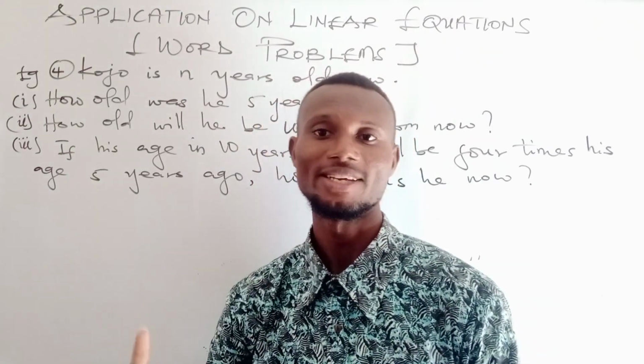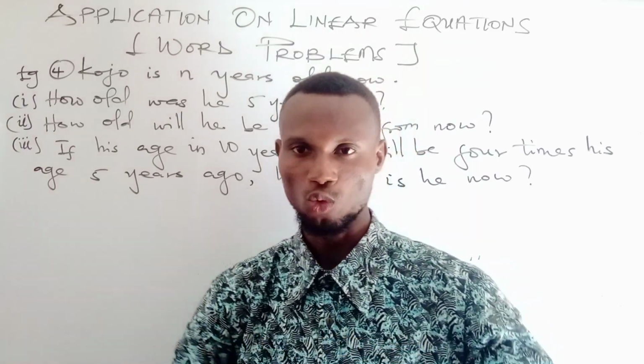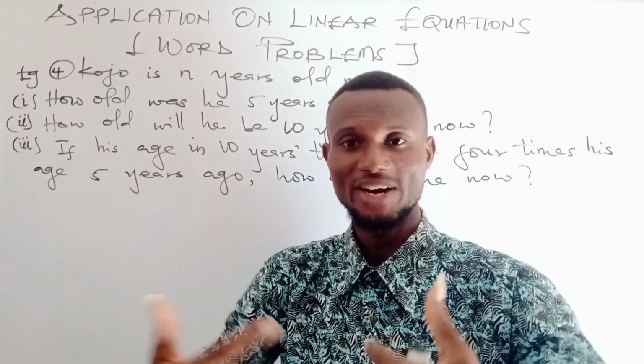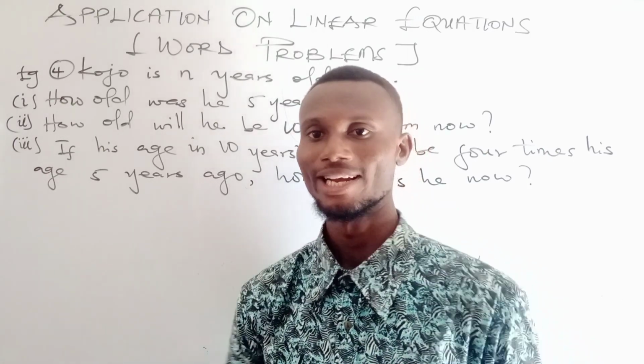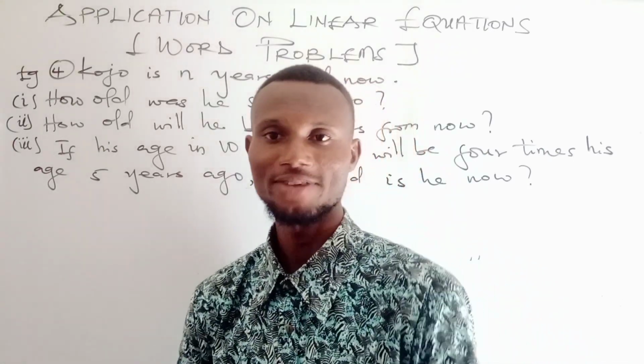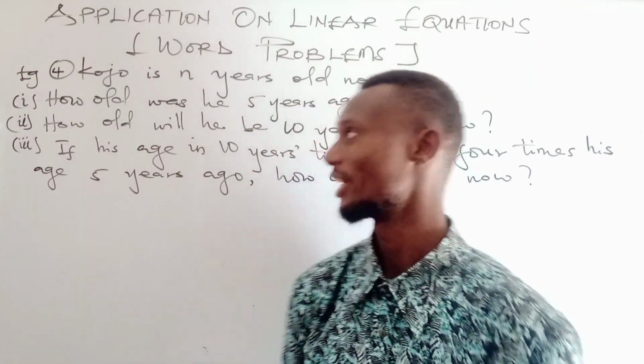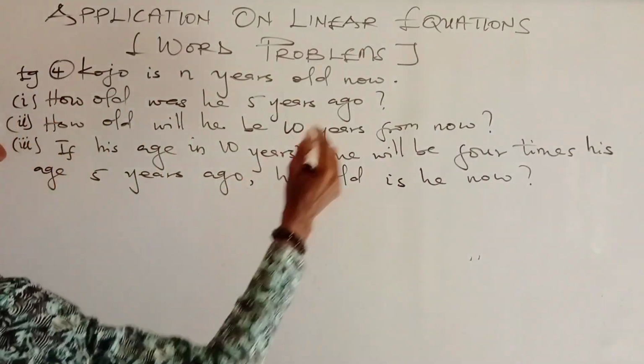Okay, because the question says he is n years old now. So when you subtract 5 years from Kojo's present age, that will give you his age 5 years ago. I hope you agree with me and you get the explanation. Okay, so let's do that. Let me answer from here.